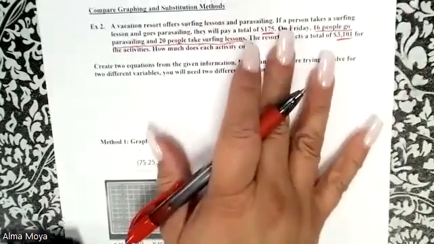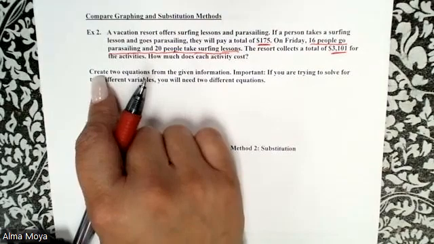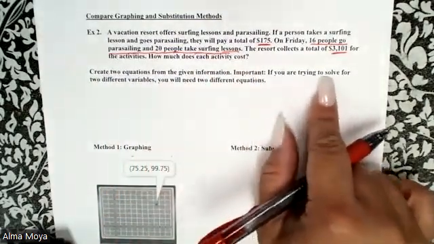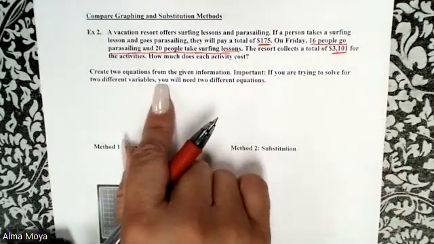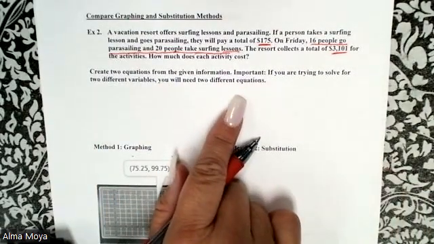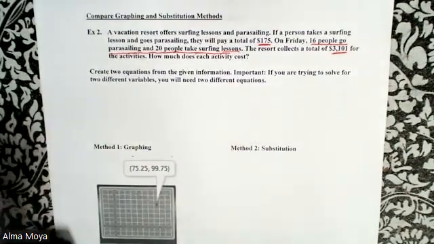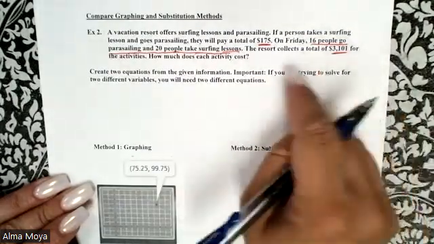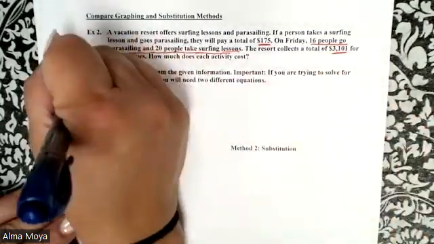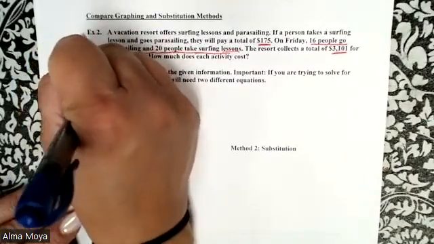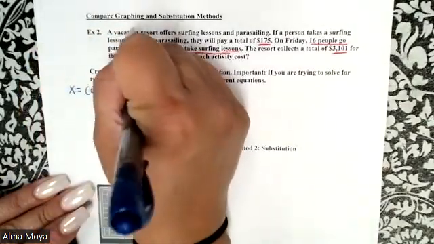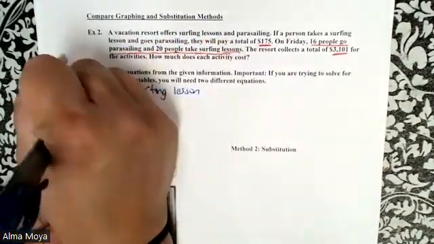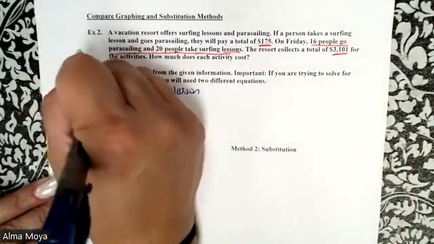It says create two equations from the given information. And it is important if you are trying to solve for two different variables, you will need two different equations. Okay, so let's let X equal the cost of a surfing lesson, because we have surfing lessons and we have parasailing. And I'm going to let Y equal the cost of a parasailing.